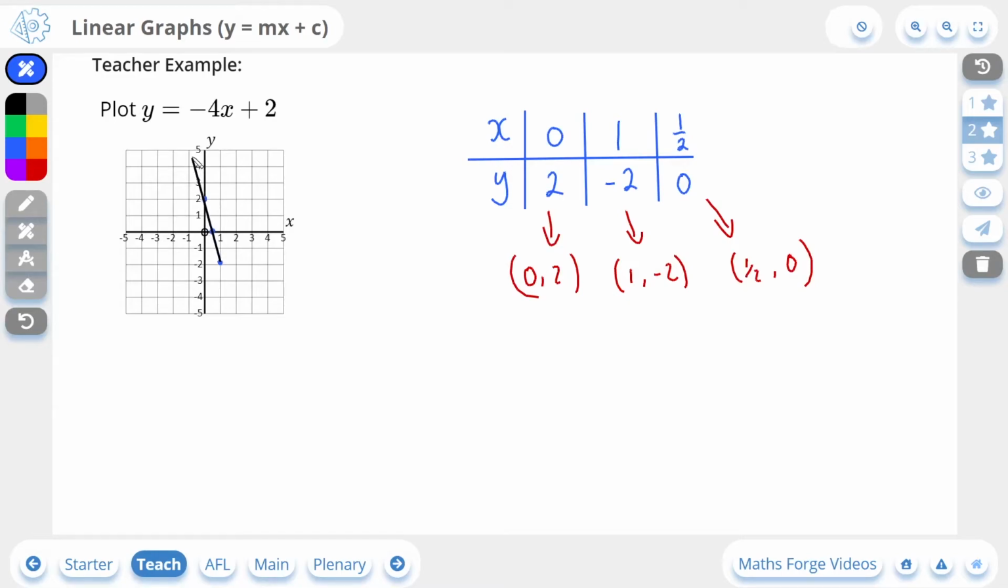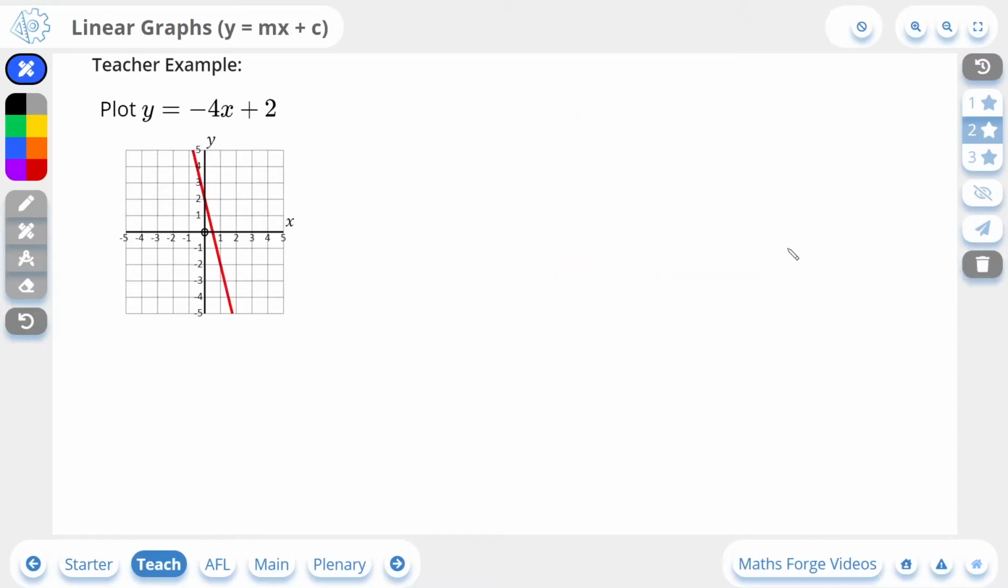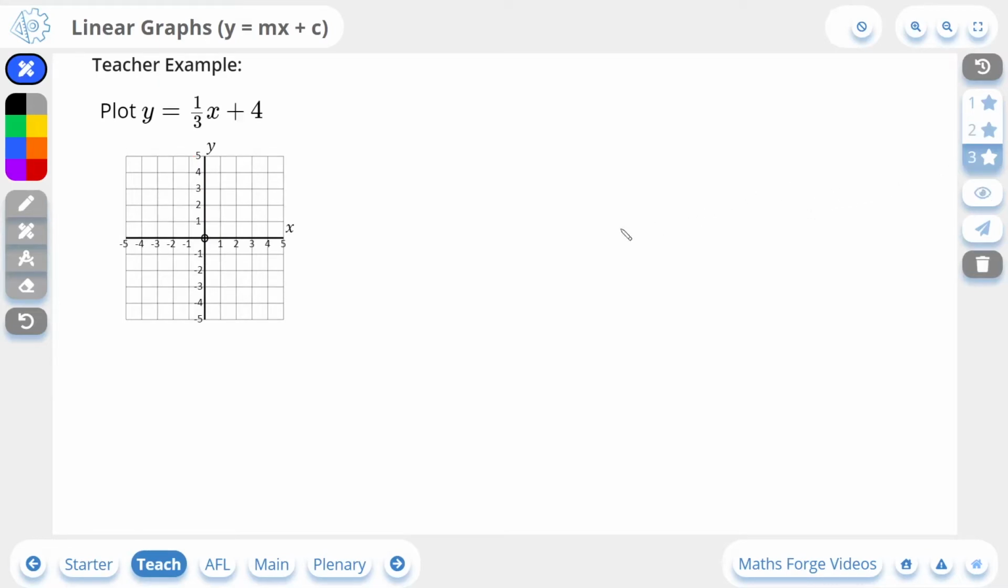Now, if we draw a line connecting these 3 points, make sure that this line extends from one end of the grid to the other end of the grid. So it's going to be here, and it's going to be here. And if we check our answer, there it is. That is the straight line for the equation y equals negative 4x plus 2. Now let's do a 3-star example.